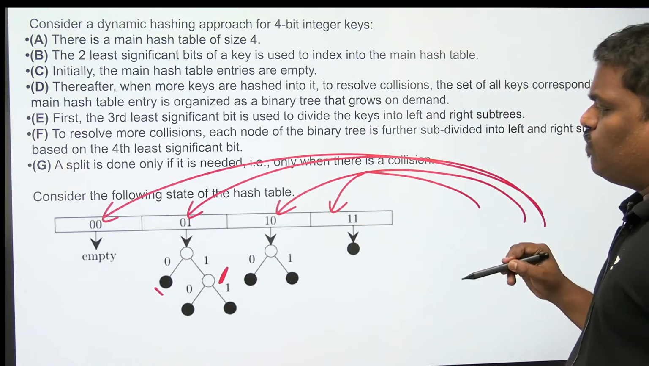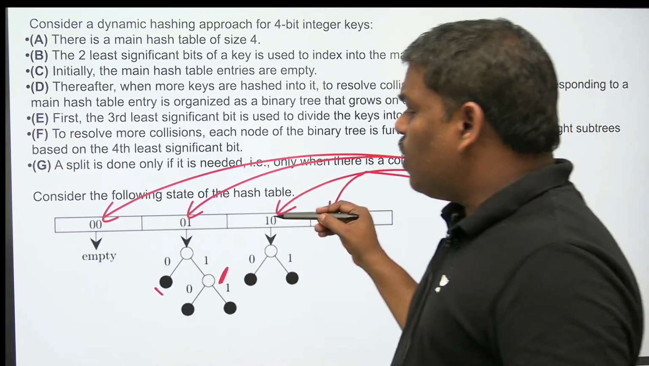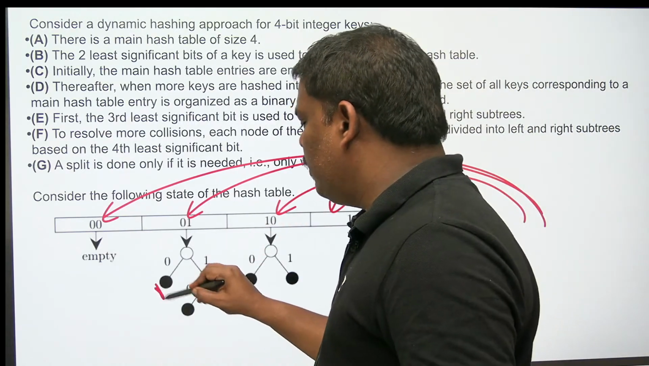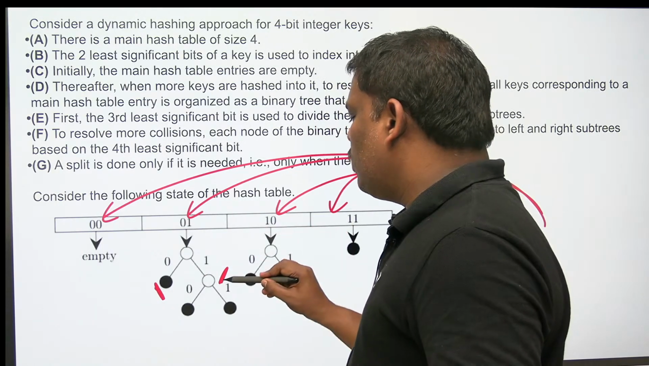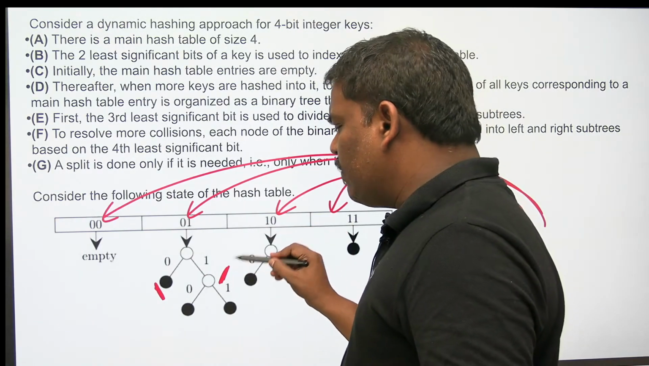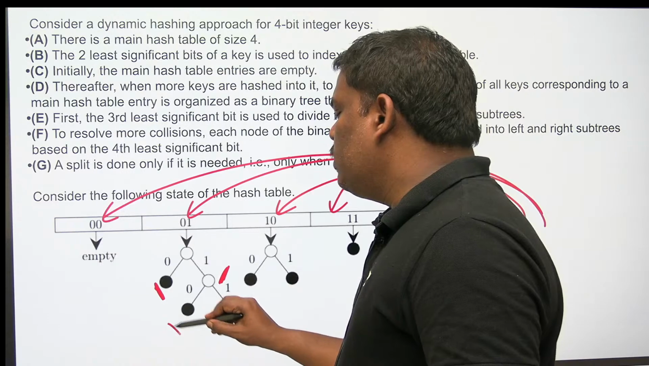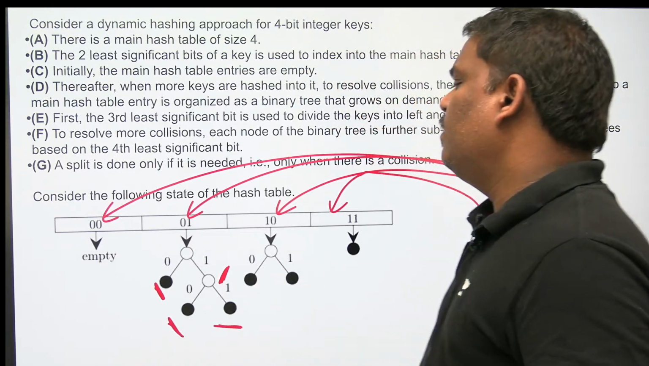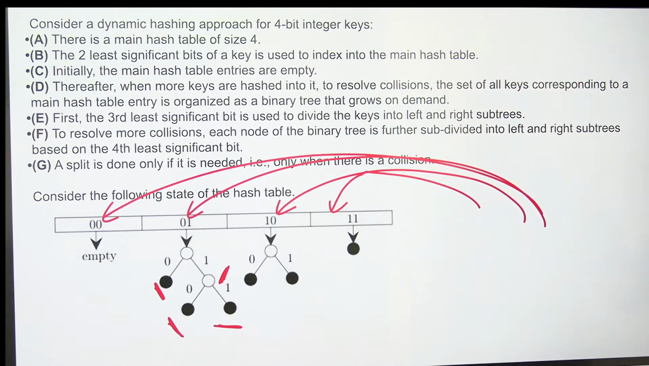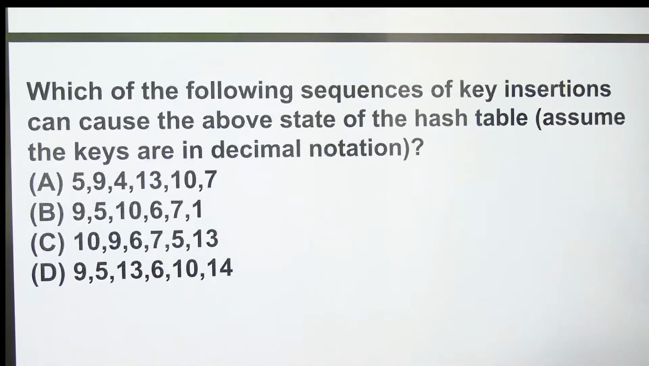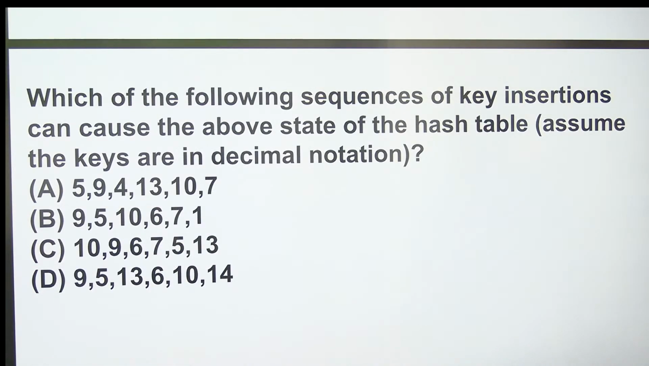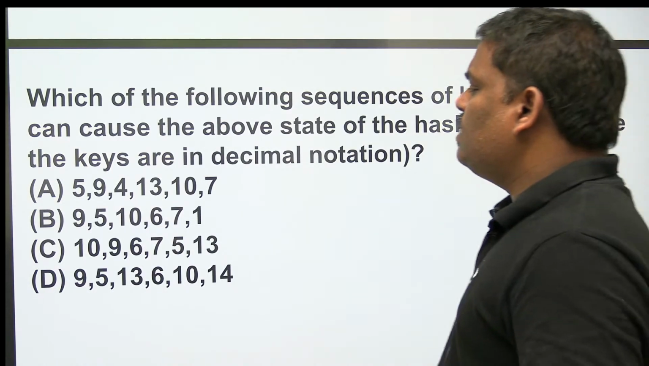Right, next one. If the third LSB bit is 0, go this side. If the third bit is 1, go this side. Next one, after coming, if the fourth bit is 0, go this side. If the fourth bit is 1, go this side. Like that is mentioned. Now which one of the options is the correct answer? Which of the following sequences of key insertions can cause the above state of the hash table? To get the above kind of diagram, what keys do you have to insert?